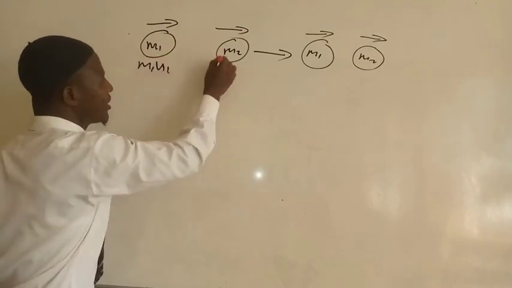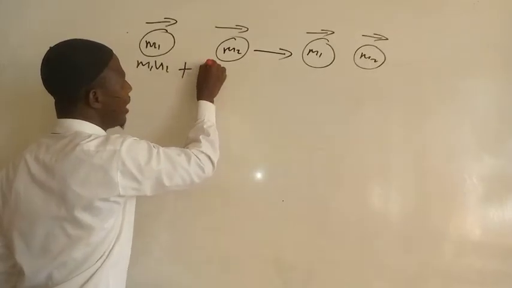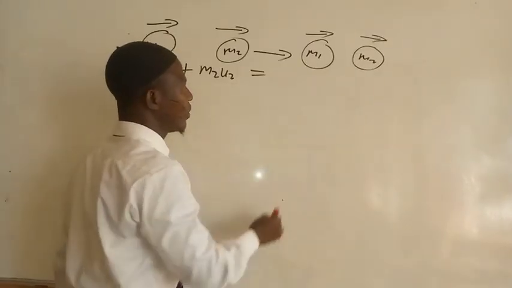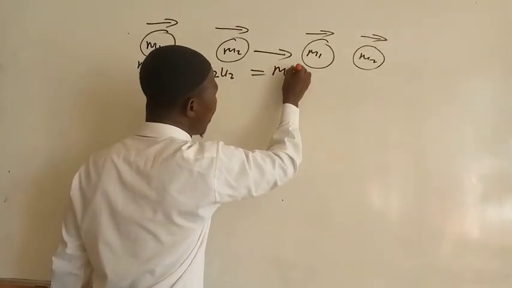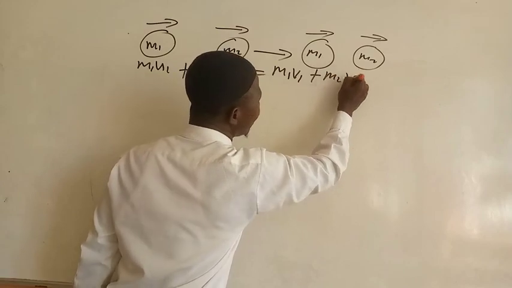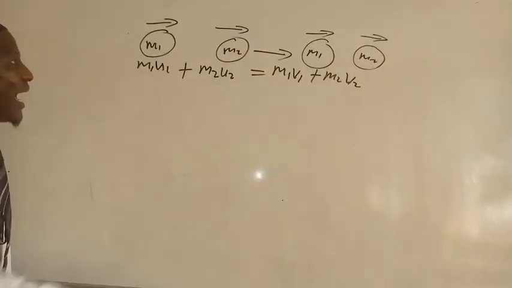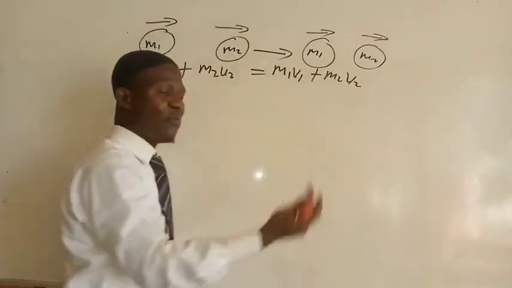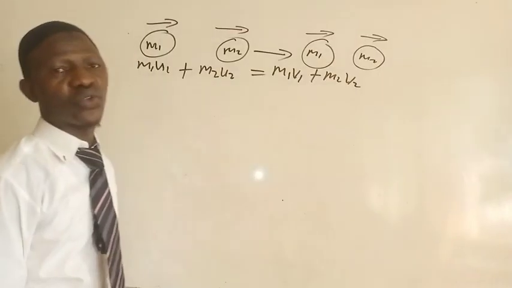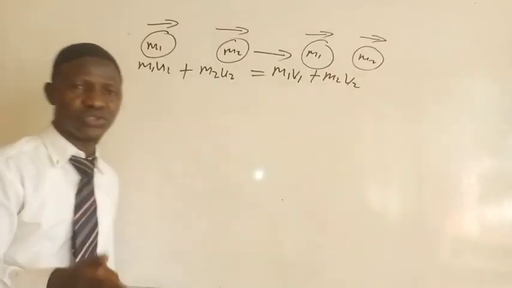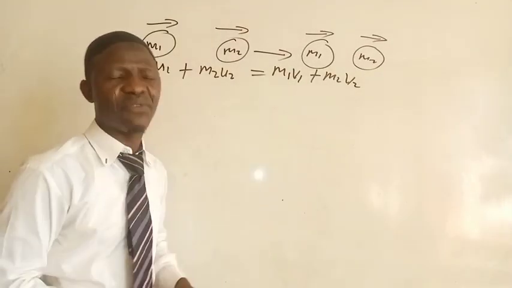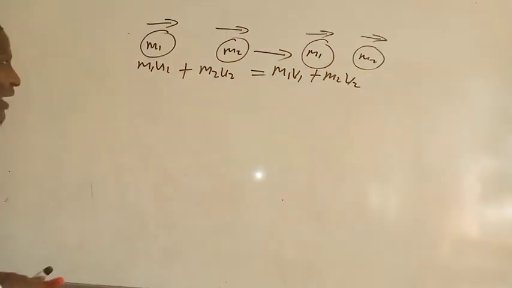M1U1 plus M2U2 is equal to M1V1 plus M2V2. Then out of these parameters, they will give you almost all, and only one remains that you are going to calculate. They can give you two unknowns. So it's very simple. It just depends on how you are going to form the formula. Then let's have another type.